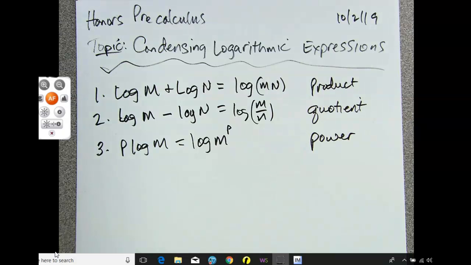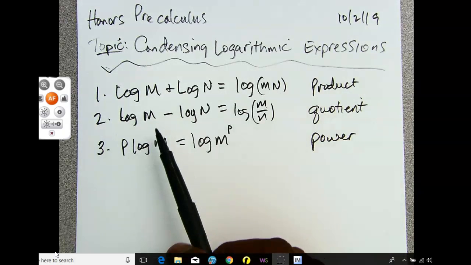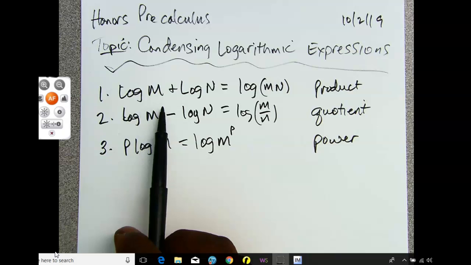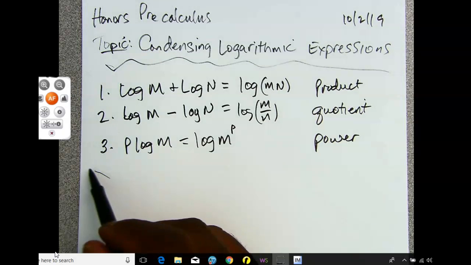So when we expanded logs yesterday, we started from the right-hand side and we went to the left. So now you're going to get logarithmic expressions that are already expanded, and now we're trying to rein them in and make them into one single log. So we're condensing.